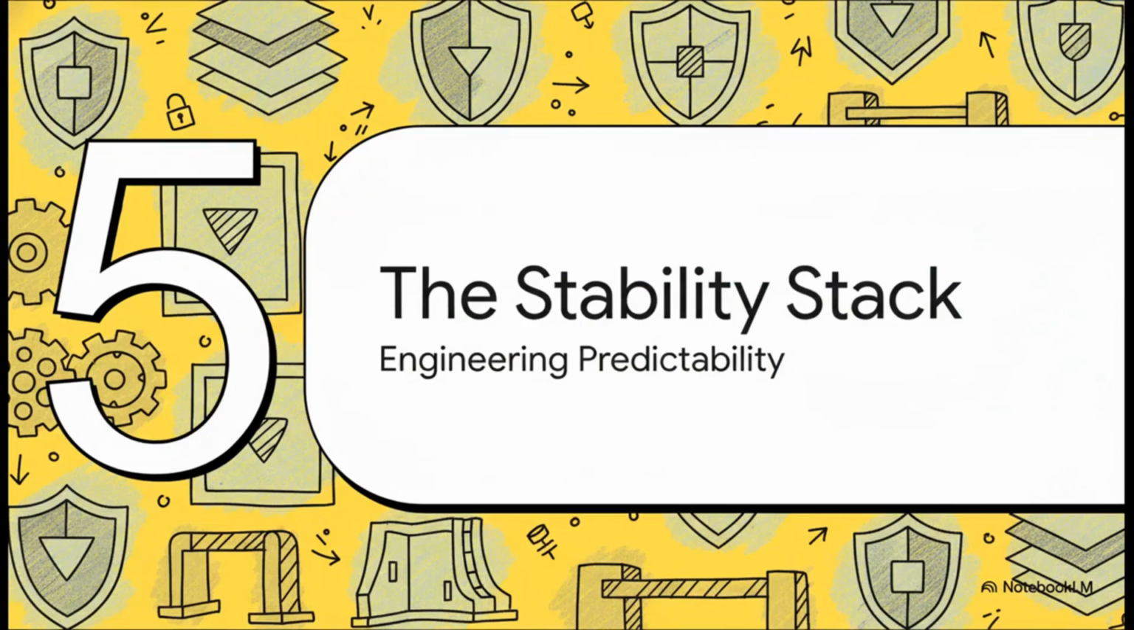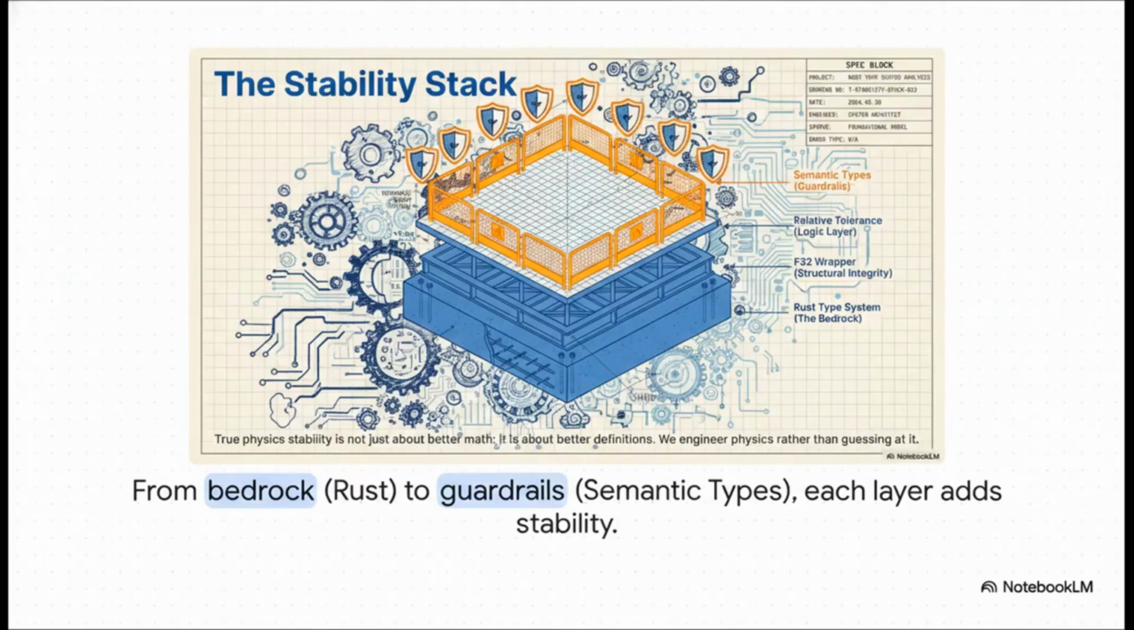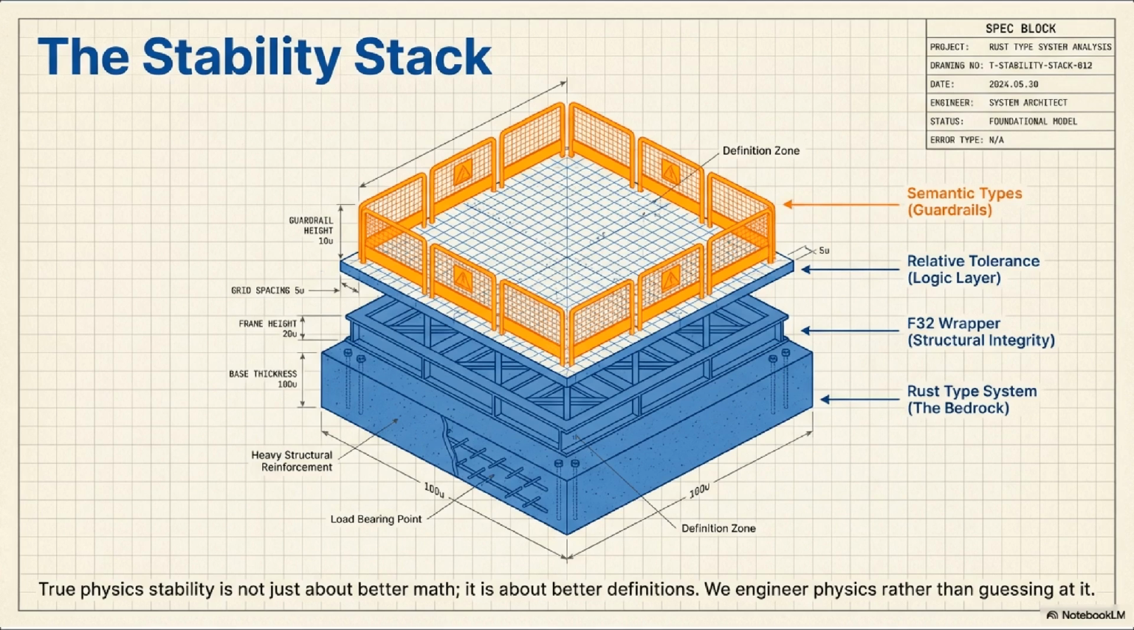So what do you get when you put all these different layers of defense together? You get a complete system for predictable, stable physics. You get a complete architectural solution, the stability stack. And it's not just one clever trick. It's a multi-layered defense built on a philosophy of safety. You start with the solid bedrock of Rust's type system. You add the structural integrity of that F32 wrapper. You build on it with the logic of relative tolerance, and you protect the whole thing with the guardrails of semantic types.